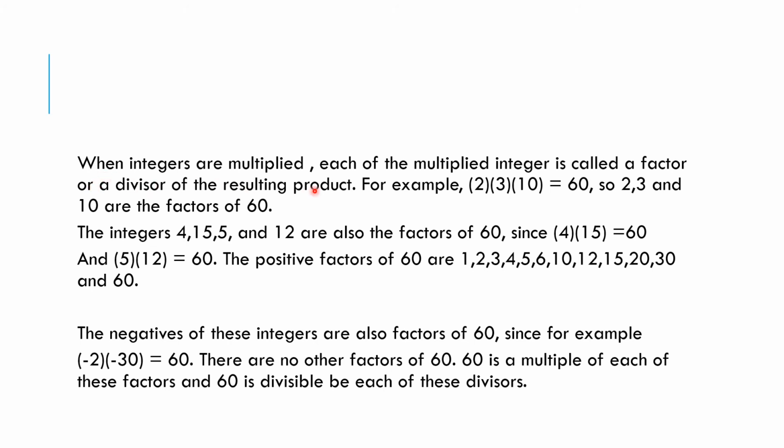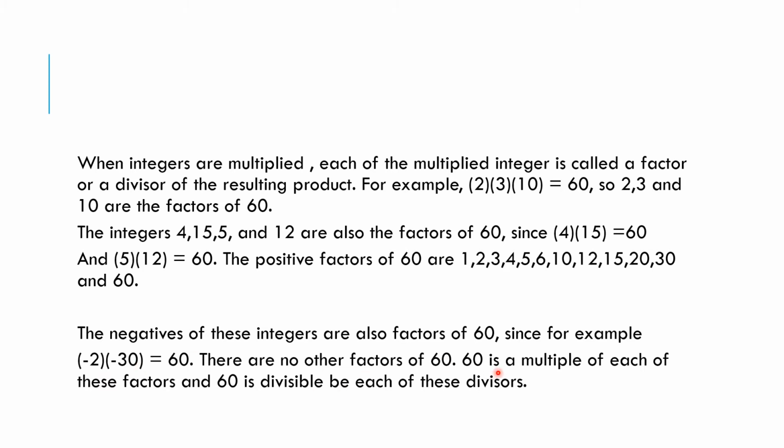When integers are multiplied, each of the multiplied integers is called a factor or a divisor of the resulting product. For example, 2 times 3 times 10 is 60. So 2, 3 and 10 are factors of 60. The integers 4, 15, 5 and 12 are also factors of 60, since 4 times 15 is 60 and 5 times 12 is 60. The positive factors of 60 are 1, 2, 3, 4, 5, 6, 10, 12, 15, 20, 30 and 60. The negatives of these integers are also factors of 60, since for example minus 2 times minus 30 is equal to 60.